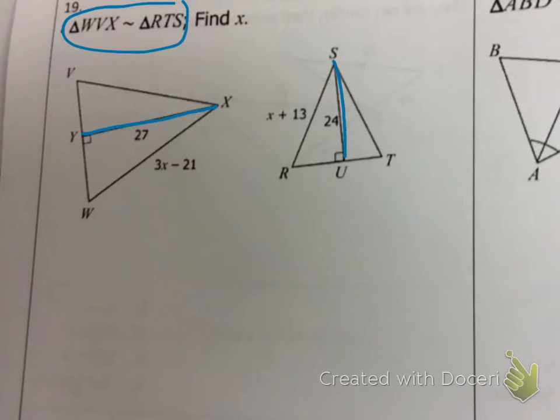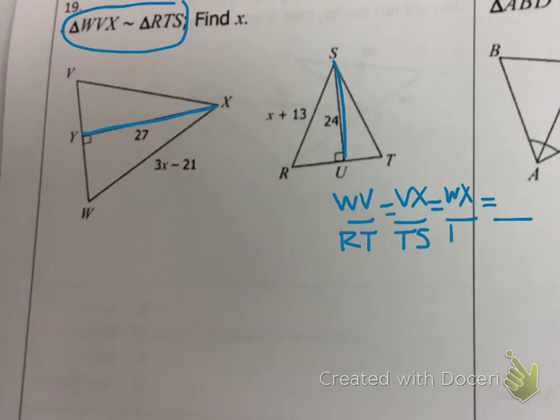There are different ways to set up if you want to stay consistent. I always set up my four equal ratios first. I'm including the fourth one because the altitudes are also proportional when you have two similar triangles. So use the letters of the similarity statement. WV, the first two letters, relates to RT, the first two letters of the second triangle. VX, the last two letters, relates to TS. WX, the first and last letter, relates to RS, the first and last letter. And then lastly, we're going to include our altitudes, XY and SU.